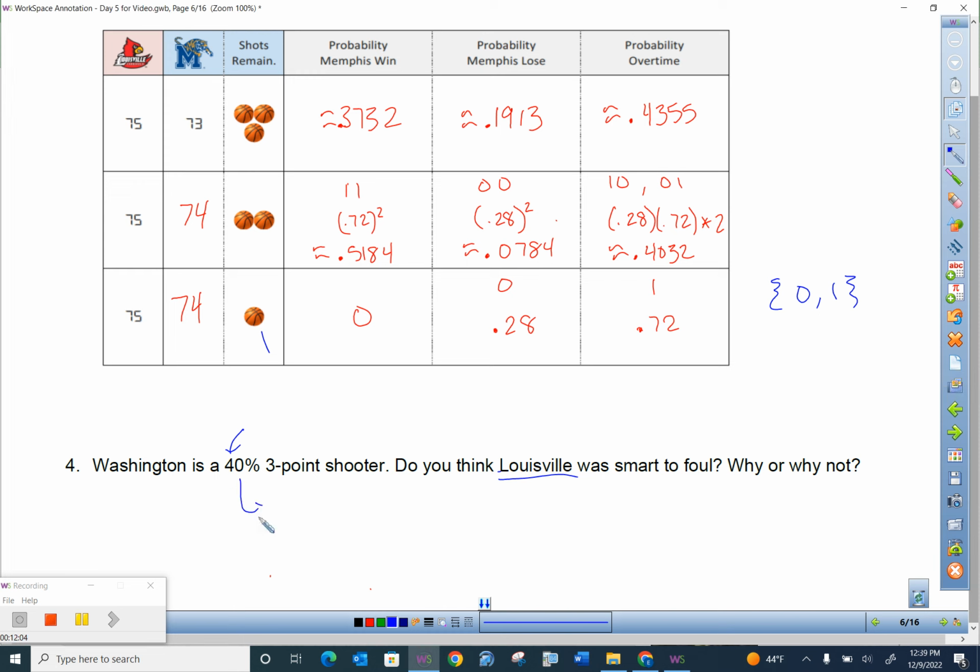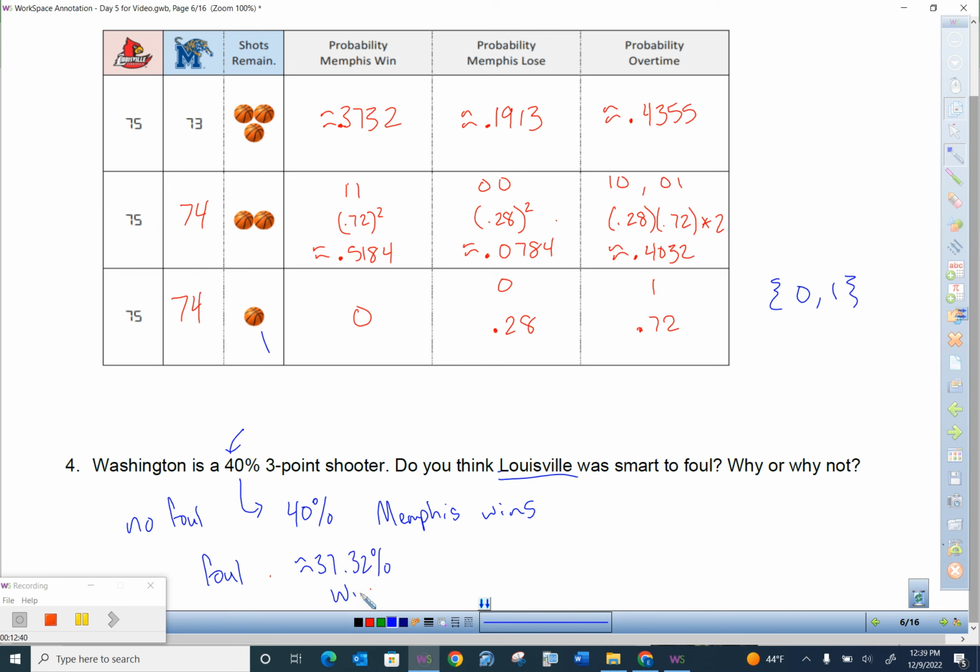When we think about this, there was a 40% chance here that Memphis won, because that's the likelihood of Washington actually making that shot. So this is if no foul happened. With the foul, the probability of winning looked like this: 37% outright, and that's just to win outright, plus they could have potentially won in overtime.